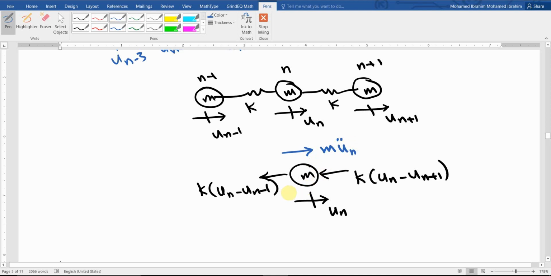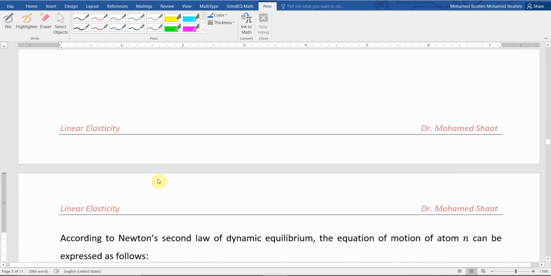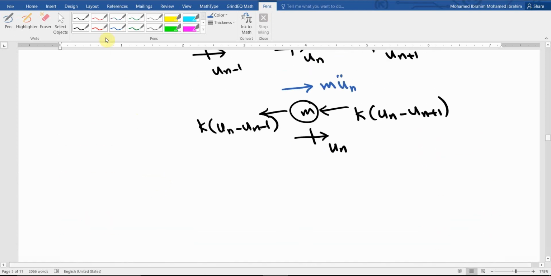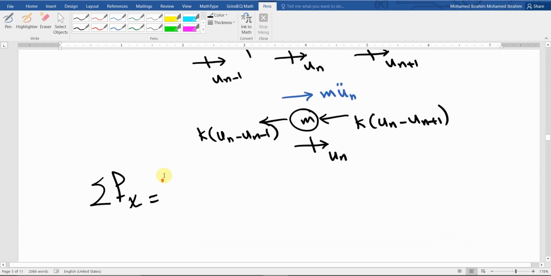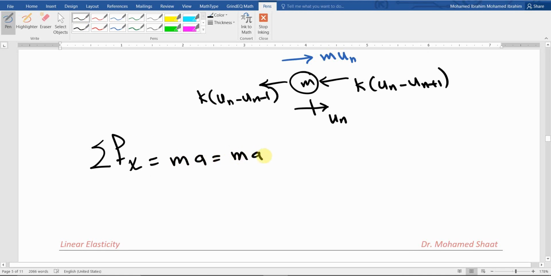Make sense? So if I ask you to apply Newton's law, that the sum of forces parallel to x, from the dynamics or the vibration course, we're going to say that the sum of forces along the x direction, according to Newton's law, should equal the mass times the acceleration, right? The mass times the acceleration, which should be the mass times u double dot, UN double dot.